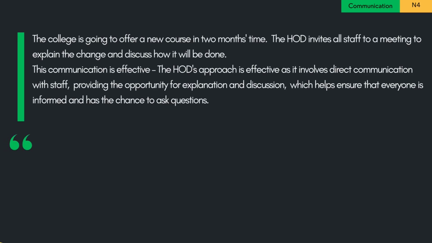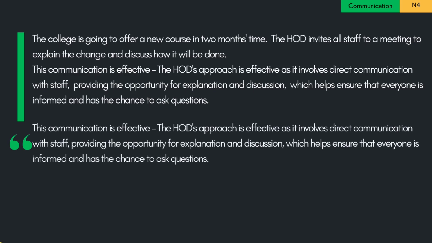3. The college is going to offer a new course in 2 months' time. The HOD invites all staff to a meeting to explain the change and discuss how it will be done. This communication is effective. The HOD's approach is effective as it involves direct communication with staff, providing the opportunity for explanation and discussion, which helps ensure that everyone is informed and has the chance to ask questions.